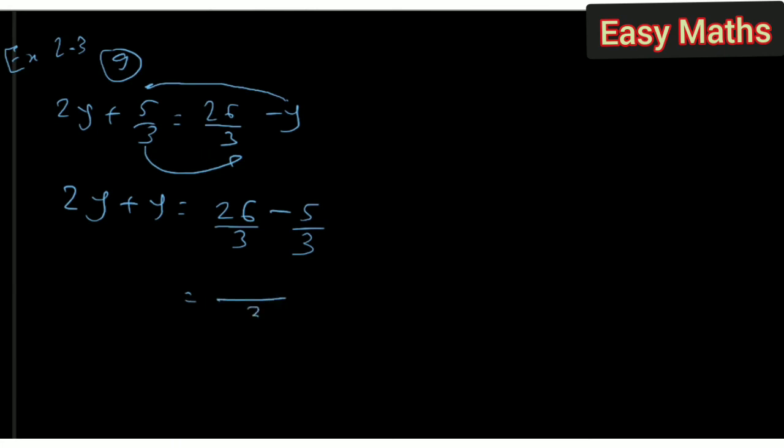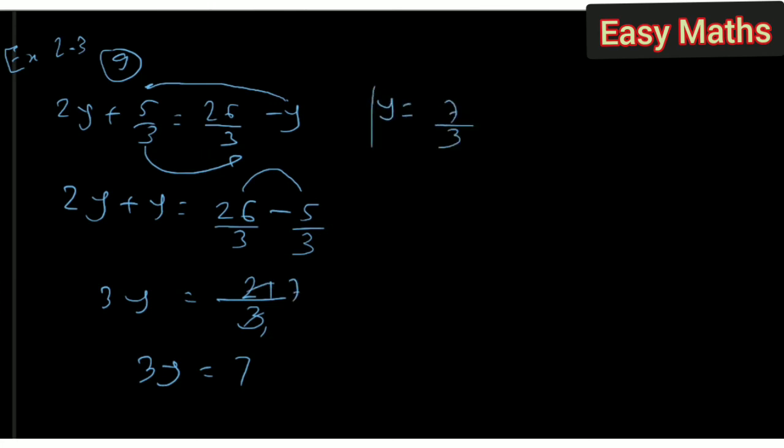Now as the denominator is the same, we just have to subtract. 26 minus 5 is 21, and here it is 3y. So 3y is equal to 7. 3 1s are 3, 7. And now the final answer will be 7 divided by 3. Multiplication of 3 will become division on the other side. So we get the answer as 7 by 3.